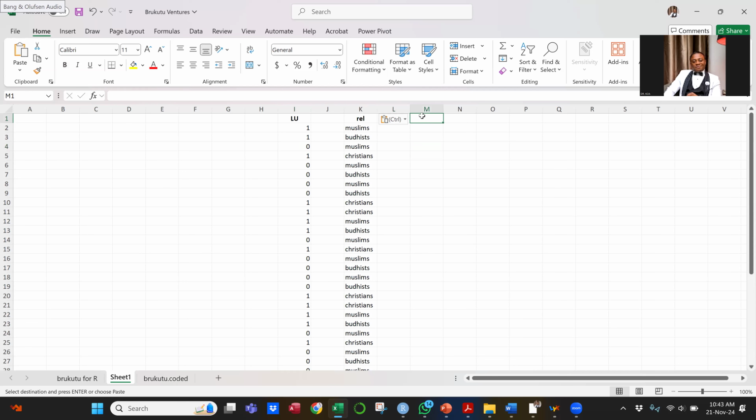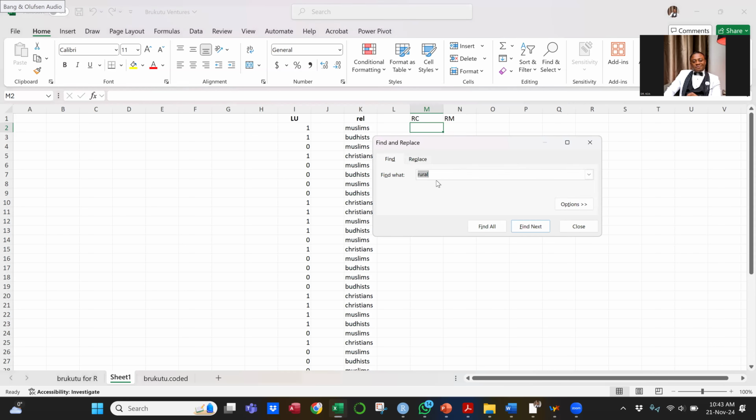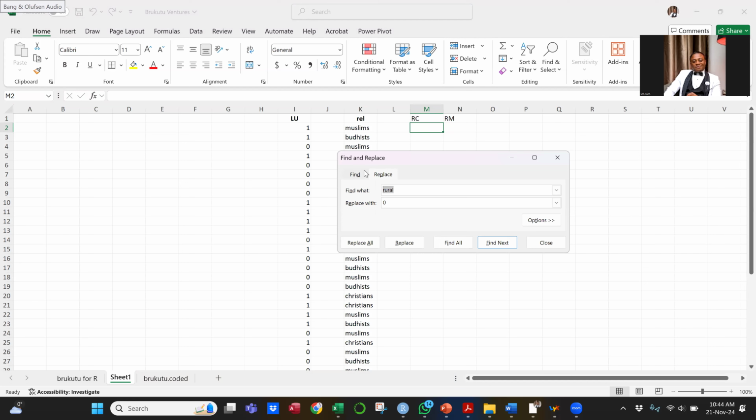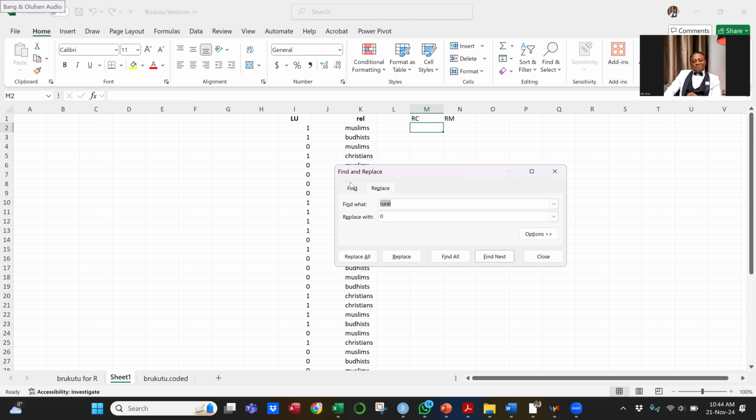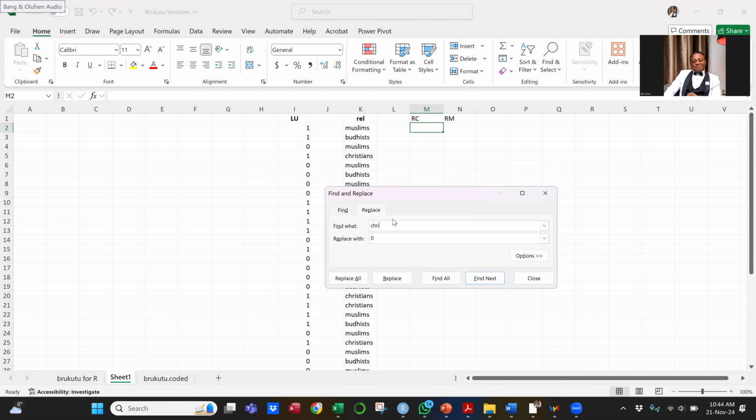So here, you're going to create a dummy called religion Christian, RC, and then religion Muslim, RM. So you're going to do it for each column. So what are you going to do here? You're going to do find and replace again. And then under find and replace, you're going to choose Muslim. Okay, religion Christian means you should start with Christian. So look at the way it is spelled here and spell it the same way. It's not Christian, but it's Christians with plural. So you type Christians, and then you type 1.